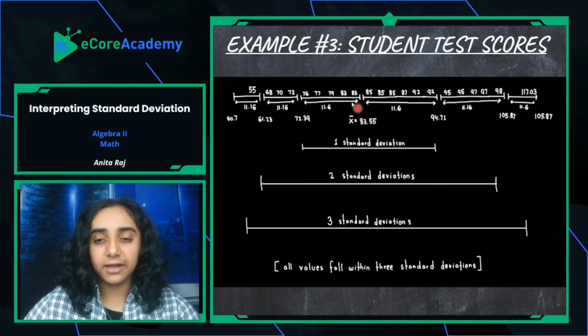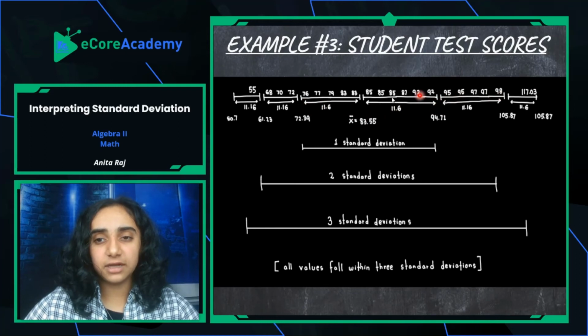Then what I did was I started with the mean. I added the standard deviation to it, so 83.55 plus 11.6, and then I got 94.71. So this is one standard deviation above the mean. I did the same thing, but I subtracted next. 83.55 minus 11.6, and then that is equal to 72.39, which is one standard deviation below the mean. And then I'm just seeing which values of the test scores fall within 72.39 and 83.55 and 83.55 and 94.71. And then all of these values fall within those. So all these values are within one standard deviation of the mean.